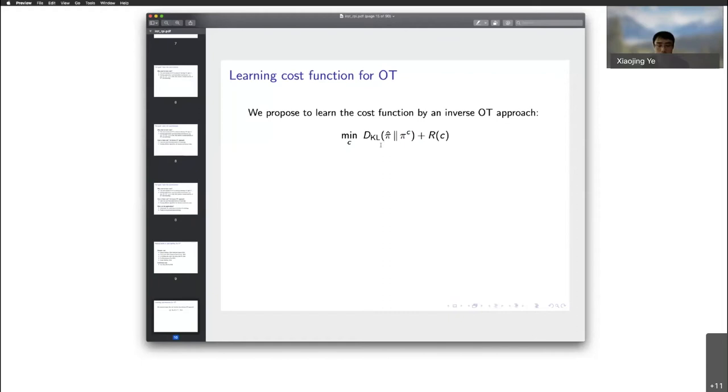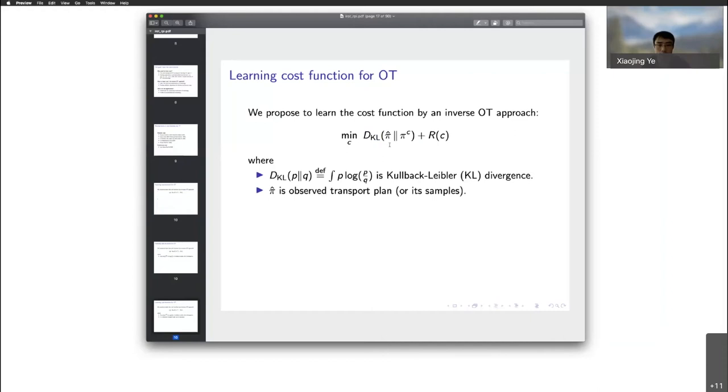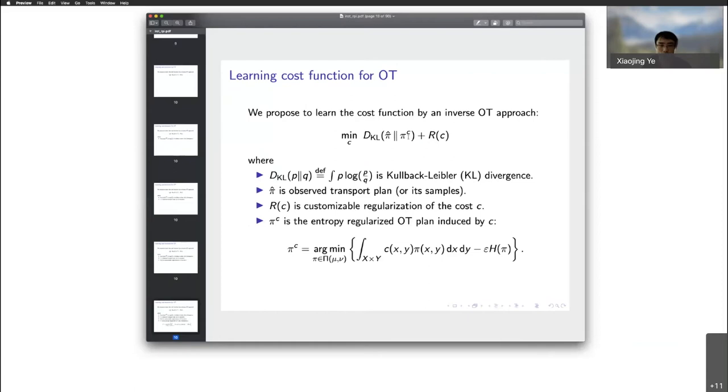We can choose other distances here, but I'm going to explain why we choose this one specifically. Just to remind, this D_KL is the KL distance between two probability density functions, given this way. The pi hat is the given observations or data, some matching data. So it's just like pairs of x and y, which are reserved as the matchings in the observation data. And the R_C is the regularization, as we're going to impose later. And this pi_c is the optimal transport plan induced by the cost function c.